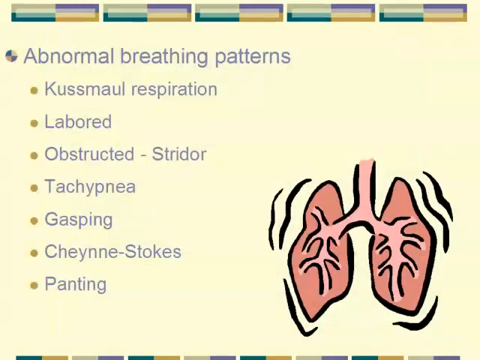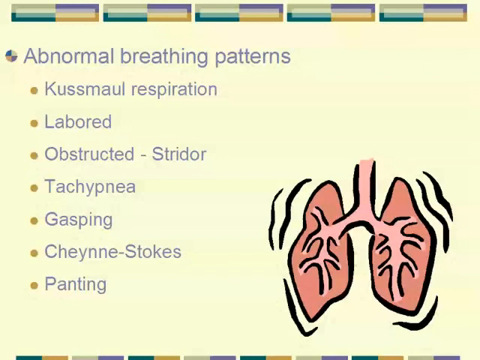There are different abnormal breathing patterns. Now remember that normal breathing is eupnea, E-U-P-N-E-A. EU meaning normal, P-N-E-A having to do with breathing. So it's your normal respirations, average about 16. 20 is the top normal. Anything over 20 is abnormal.